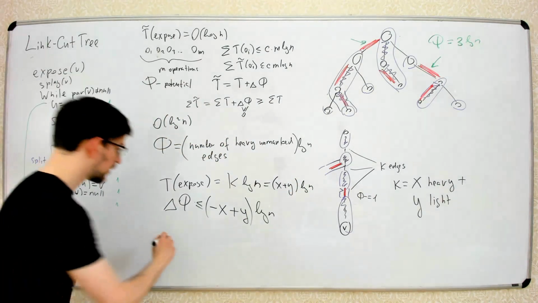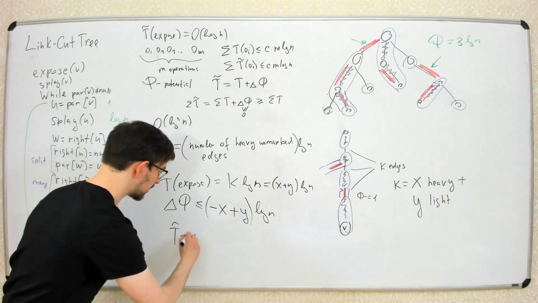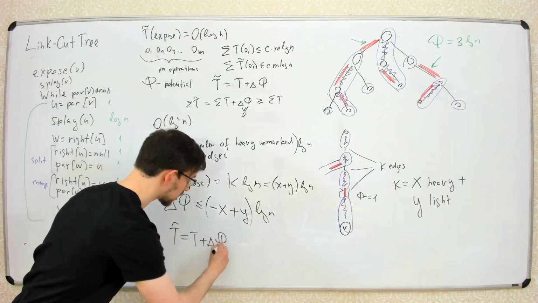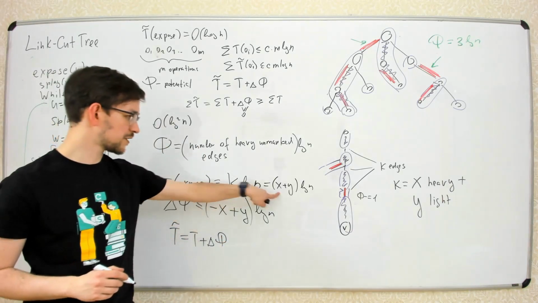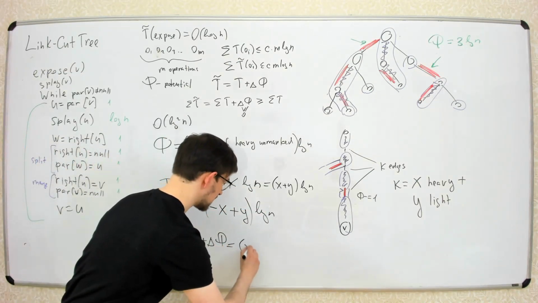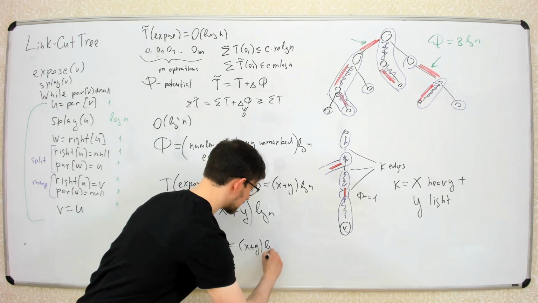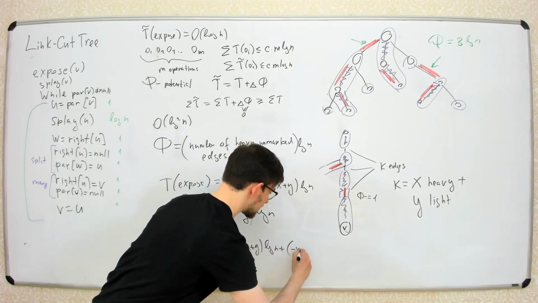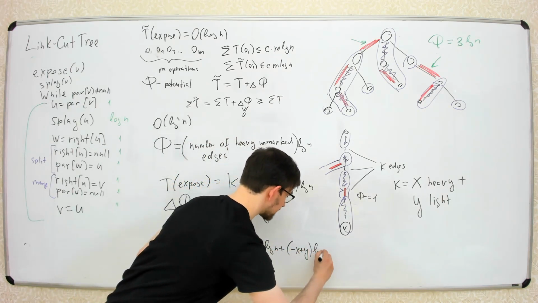Now let's calculate the amortized cost. Total amortized cost will be real cost plus change of potential. So we need to sum this and this. You will have (x + y log n) plus (-x + y log n).